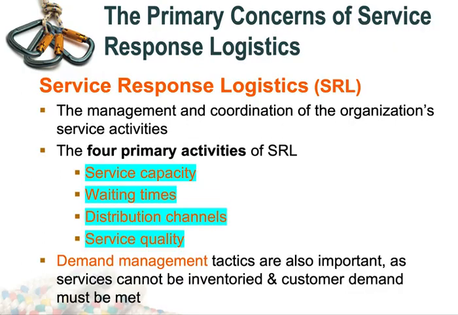Okay, so service response logistics. This is the primary concern of service response logistics: management and coordination of the organization's service activities. It means that the flow of services in a company should be clear enough and systematically done. There are four primary activities of SRL, or service response logistics. The first one is service capacity, the second is waiting times, the third is distribution channels, and the fourth is service quality.